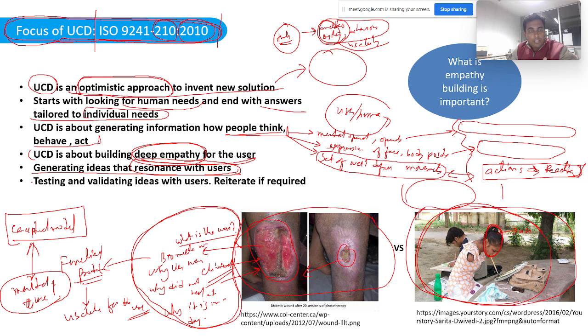And then UCD focuses on testing and validating ideas, and if you do not meet the requirements, then you reiterate if required. That's the overall focus defined in ISO 9241. So these are already defined.